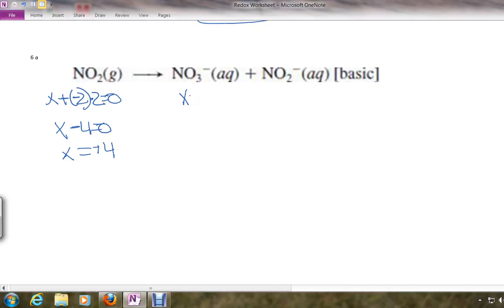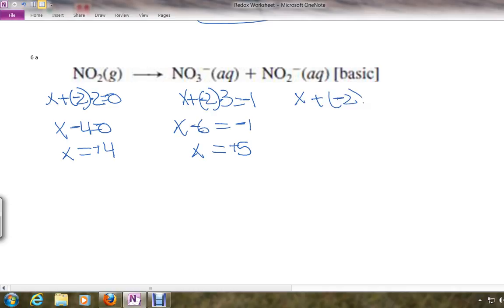X plus (-2) multiplied by 3 equals minus 1. X minus 6. I know it already. I know x equals plus 5, but I have to do the steps. Here, x plus (-2) multiplied by 2 equals 0. X equals plus 4. So as you see, one nitrogen changed from plus 4.